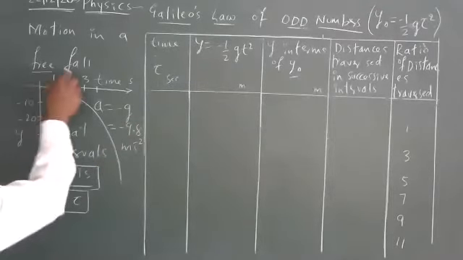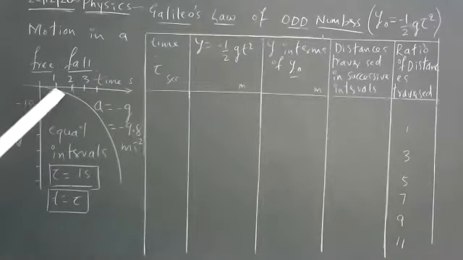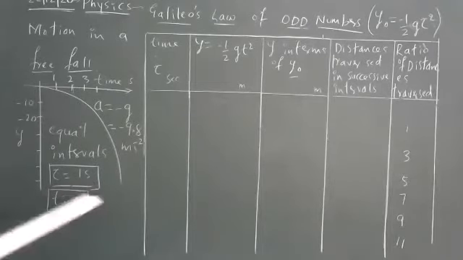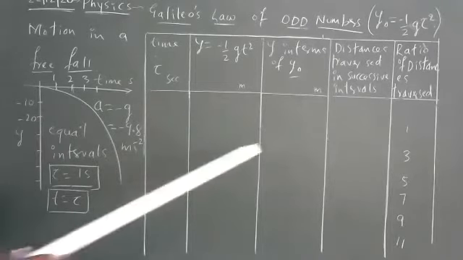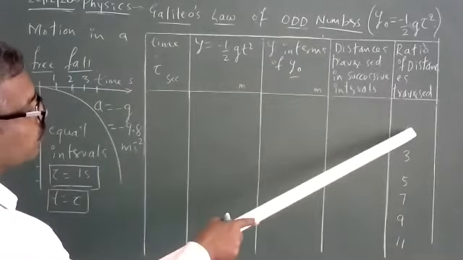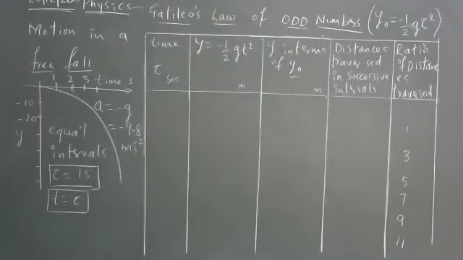When I say free fall motion, when the object was at rest, after 1 second it traverses some distance, in the next 1 second, in equal intervals of time it covers distances. When you compare the ratio of distances traveled in equal intervals of time, it is in the form of 1 is to 3 is to 5 is to 7 is to 9 is to 11. We'll cross check it.